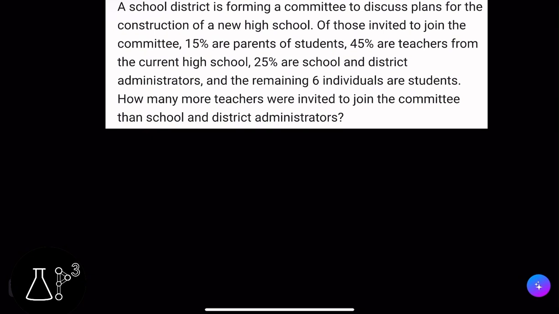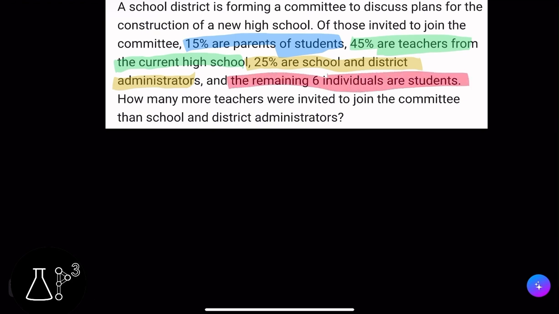Okay, so obviously there's a committee as stated, and we're given that 15% are parents, 45% are teachers from the current high school, 25% are school and district administrators, and then we do it in a different color, the remaining 6 are students. We're looking for the difference of teachers that were invited minus the school and district administrators. So we're looking for how many more teachers there were than school and district administrators. Well, what can we do? What can we determine?